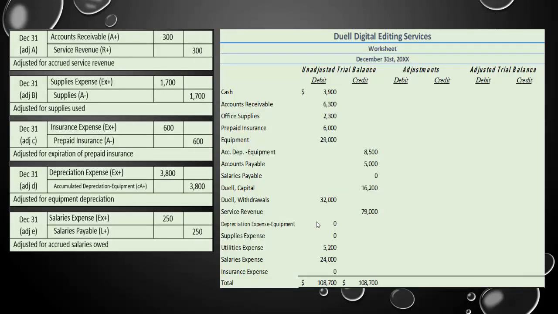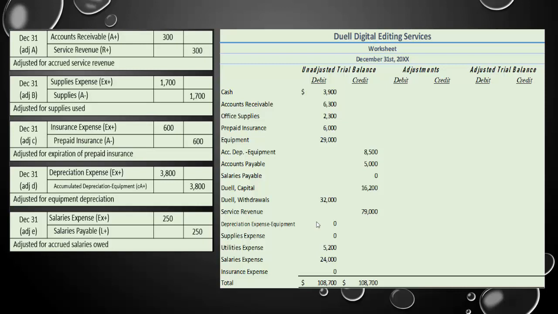And now that we have our journal entries, we can finish our worksheet. We'll start with the adjustments section of the worksheet. Again, we already have our unadjusted trial balance. We need to work our way to an adjusted trial balance because that's what we're going to use to make our financials. So let's go one by one with the adjusting entries we just made and put them into the worksheet.